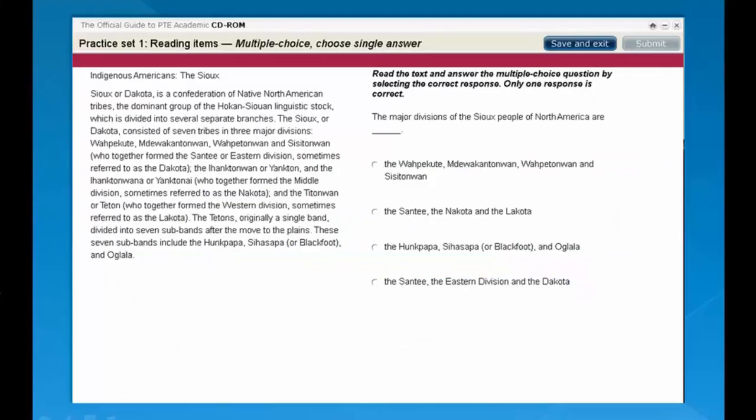Now, going over specific questions and examples. Now, these examples are straight from our exams.